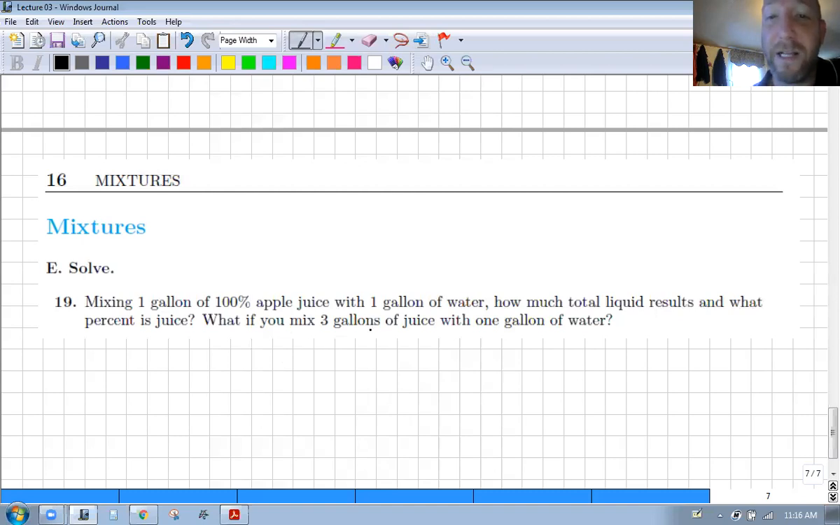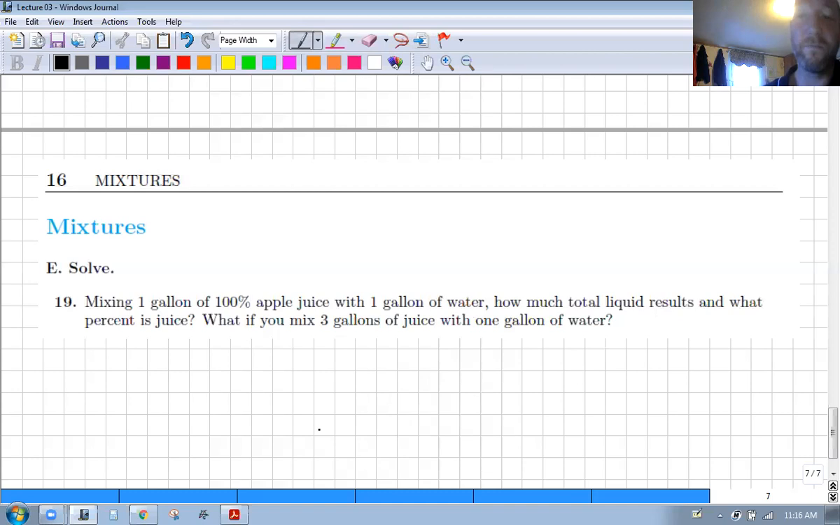Let's look at this second one here. What if you mix 3 gallons of juice with 1 gallon of water? Well, that one's still kind of easy. You have 3 gallons and 1 gallon, so that's 4 gallons. And so if you have 3 that's juice and 1 of water, that's 3 out of 4 gallons is juice. That would give you 75%. So we could do those in our head. But when they start changing these, the same question, just with different numbers, becomes very difficult.